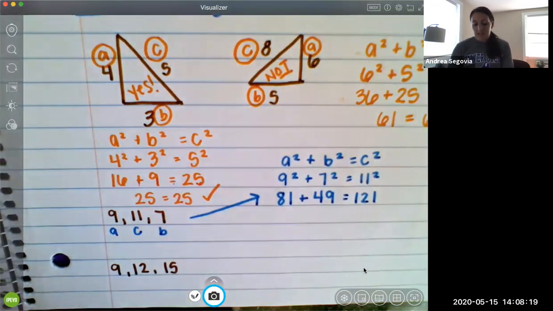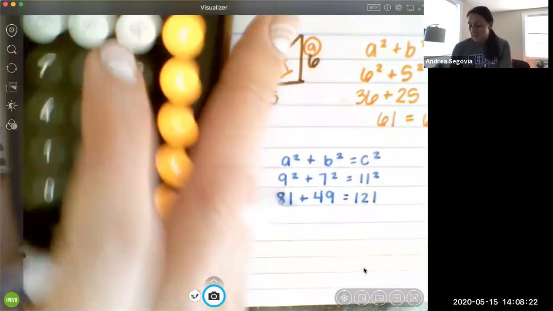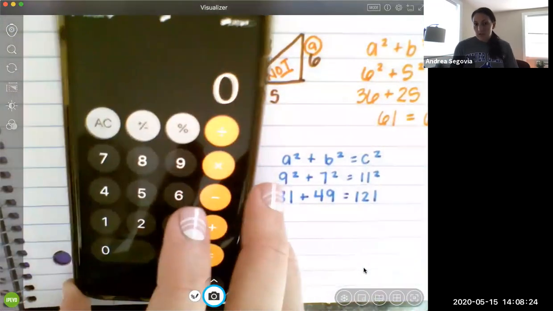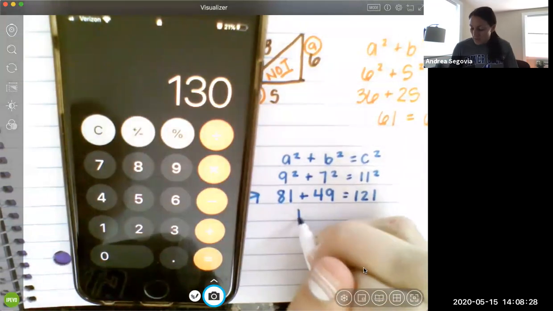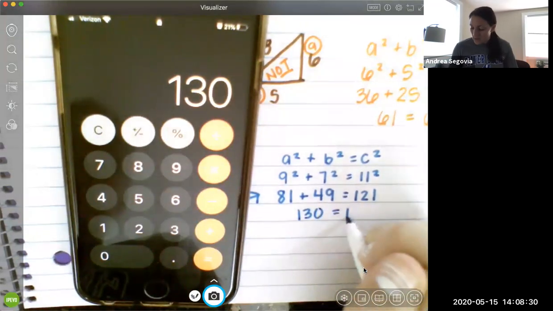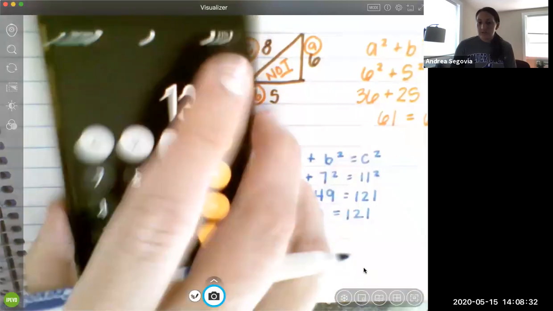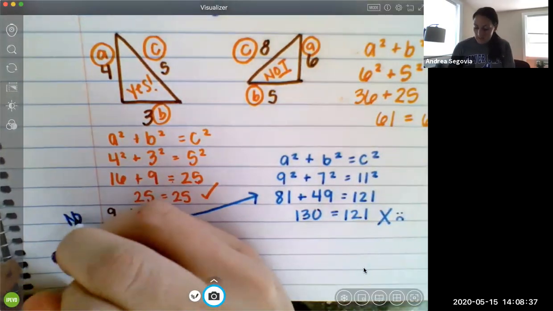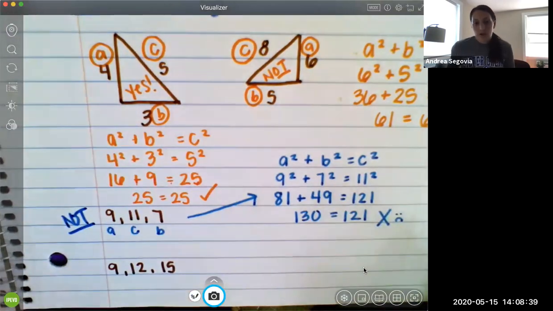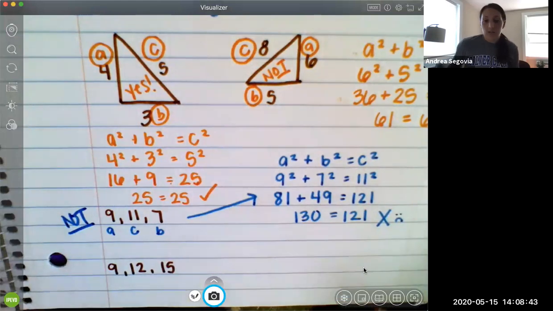Let's check and see. I'm going to get my calculator out so I'm not guessing. Let's do this math here. 81 plus 49 equals 130. Does 130 equal 121? Is that true? That is not true. This is not a right triangle. It does not work with the Pythagorean theorem, which means there is no right angle there.